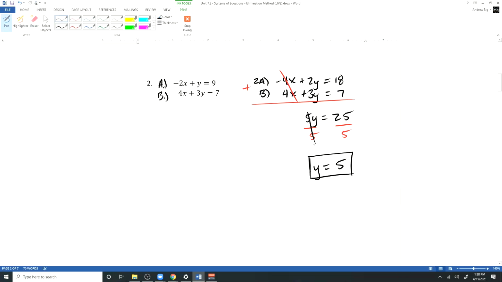Once you've solved one of the variables, just go back to your original equations here. Pick one of them, it doesn't matter which one, and plug in y equals 5. So I guess the top one might be a little bit easier. So we'll plug it into equation A. This would be negative 2x plus y equals 9. y is 5, so negative 2x plus 5 equals 9.